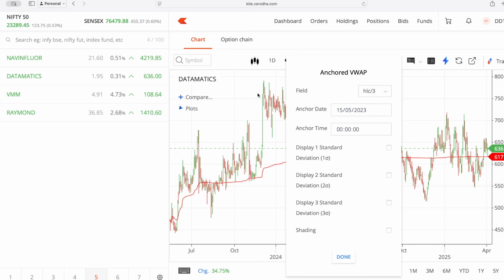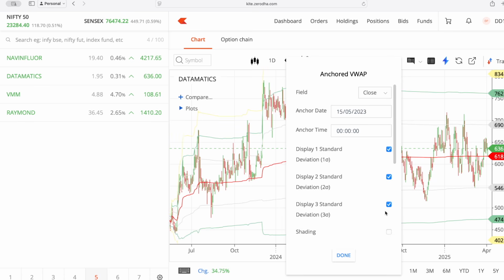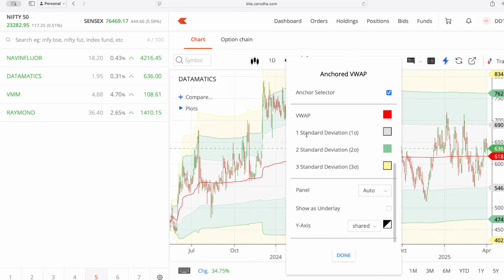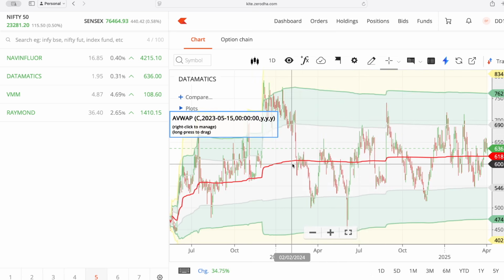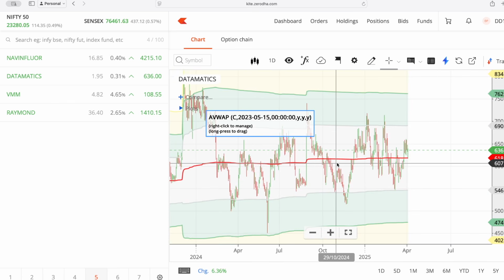Okay. So I'm applying it, and here in settings, I'm giving close. And in the standard deviation, I will select all the standard deviations 1, 2, 3, and also I will enable the shading part. So you get the color differentiating over here. You can see here standard deviation 1 is this color, 2 is green, and 3 is yellow. The central line is your VWAP, that is your anchored VWAP.